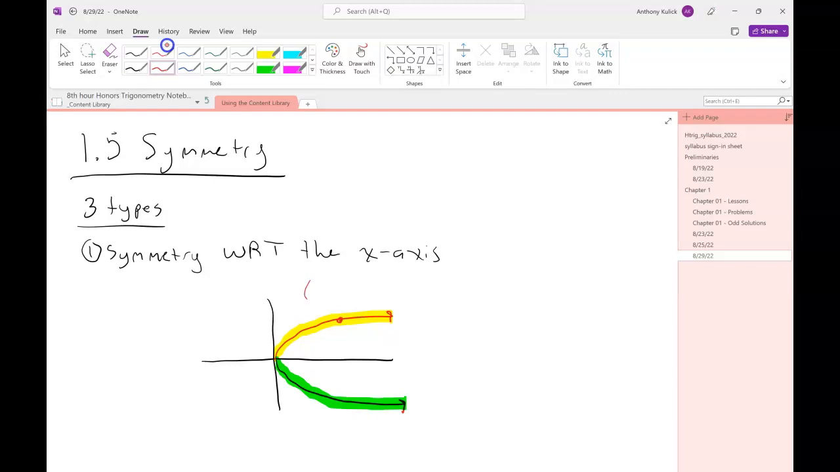So if this is the point A comma f of A, this point down here would be A comma negative f of A, right? Everybody agree with that? So what are we really saying here? I'm saying that f of x has to equal negative f of x.